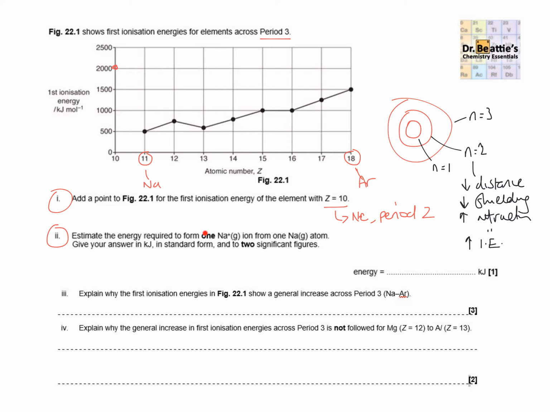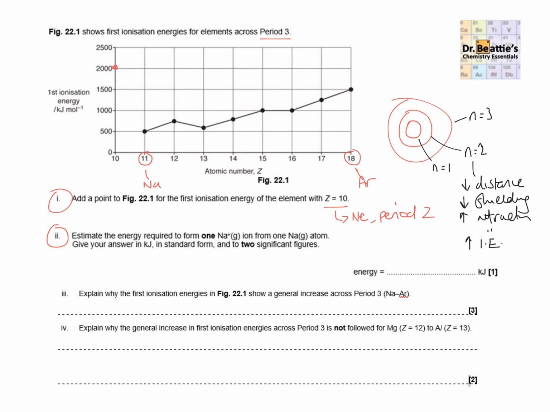Now, we've been given some data here, and it's asking for 1 Na plus from 1 Na. So you need to know that an Na, the gaseous atom of sodium going to Na plus gaseous ion, is a first ionization enthalpy. We know that the atomic number for sodium is 11. So this is our energy here for the first ionization, so 500. But you'll notice the units of this is kilojoules per mole. We've been asked to estimate the energy required to form 1 ion from 1 atom.